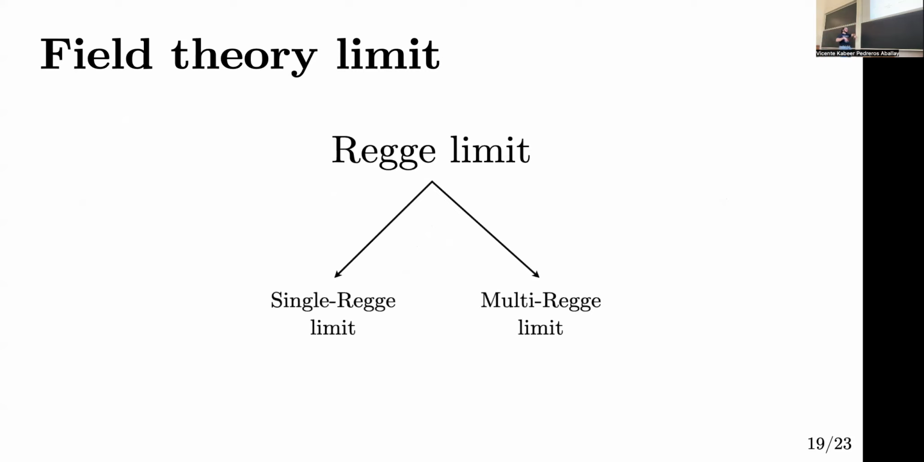However, when you consider high point scattering, they branch out roughly into 2 categories: single and multi-Regge limits. The first one is just taking one of the internal energies to be dominant over the scattering process, and in the second one you allow more than one energy to be dominant. We picked the first, the single Regge limit, which, spoiler, is going to give us the correct field theory prescription.